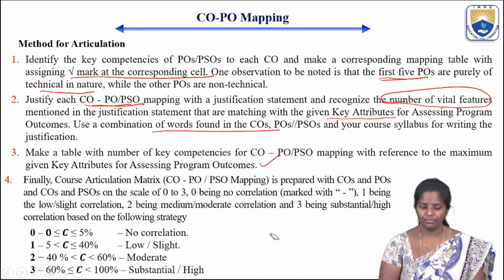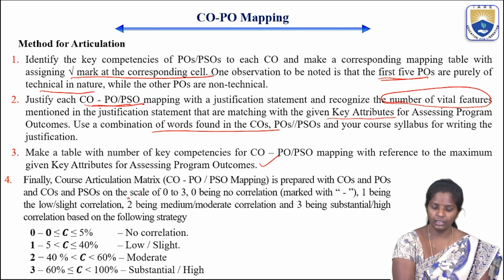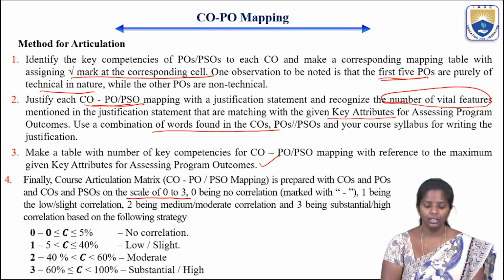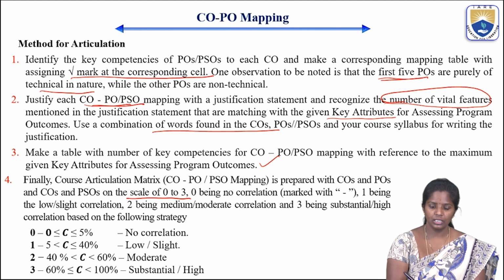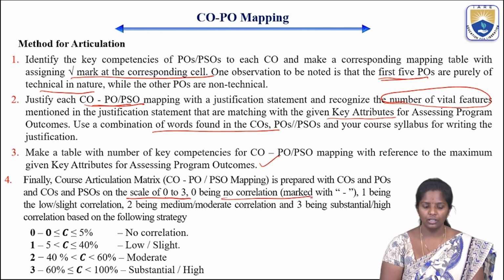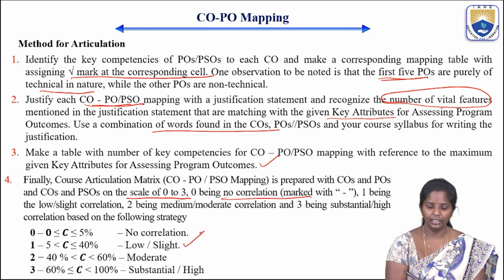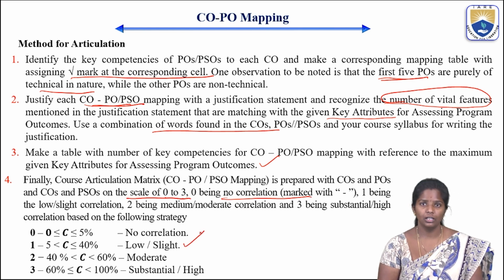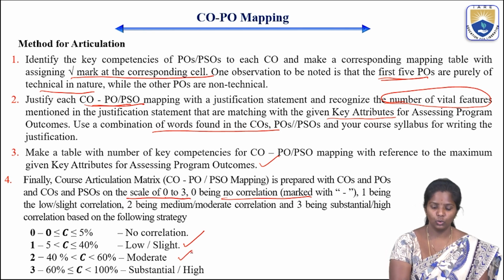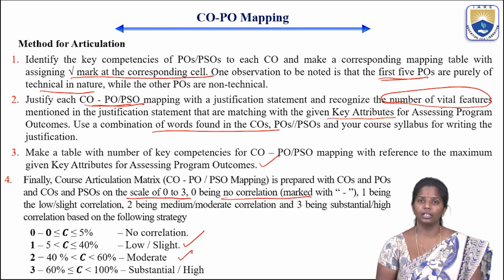Once we get the number of key competences that are matching, and upon calculation, if it is from 0 to 3, it is of no correlation. If it is 1, it is slightly correlated with the present program, and if it is 2, moderately correlated with the program.